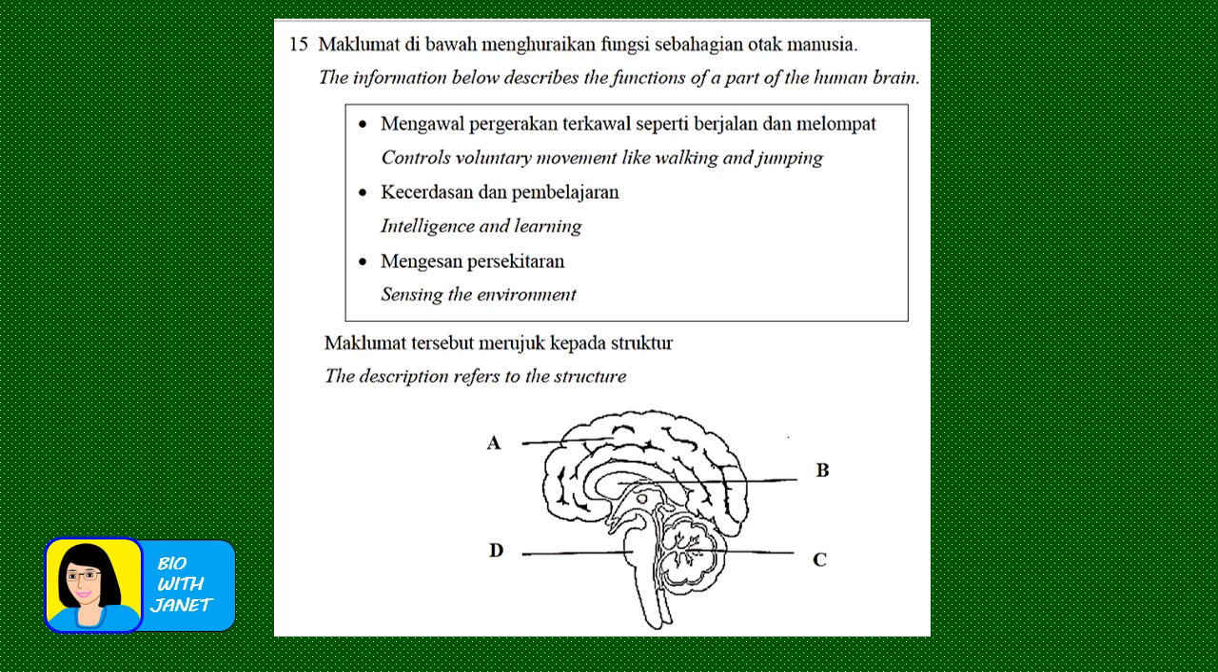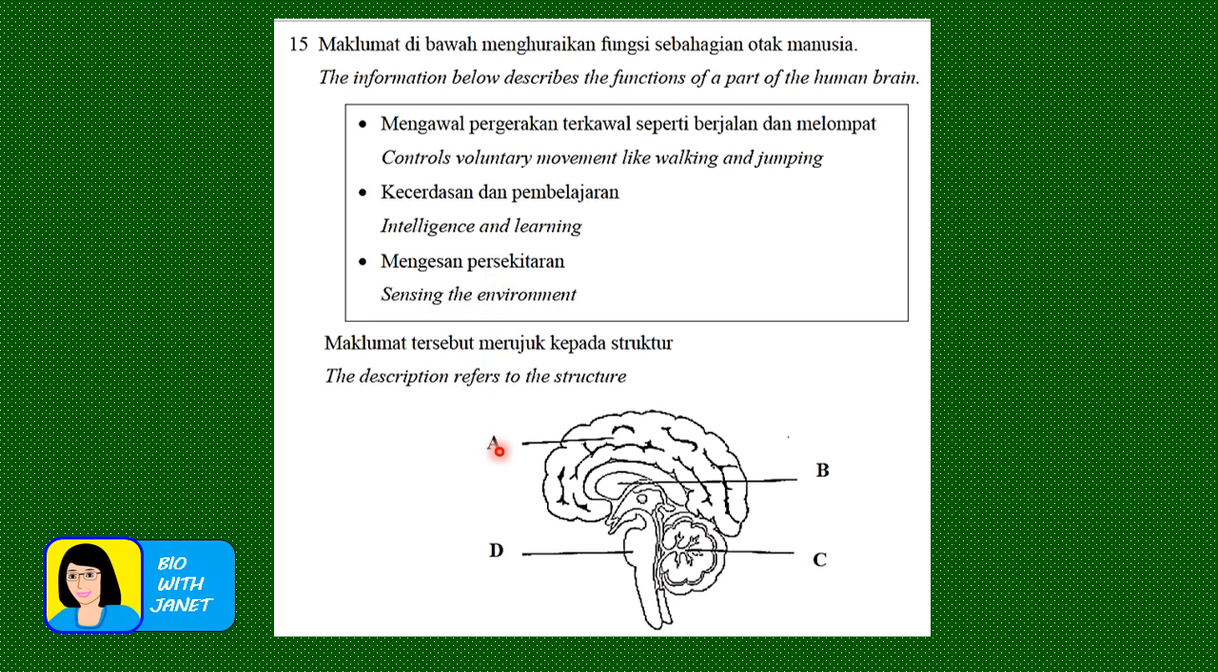Question 15. The information below describes the functions of a part of the human brain. Controls voluntary movement like walking and jumping. Involves intelligence and learning, and for sensing the environment, okay? So the description refers to the structure A, B, C, or D. So identify all these structures first if possible, and then find out which one has these functions, right?